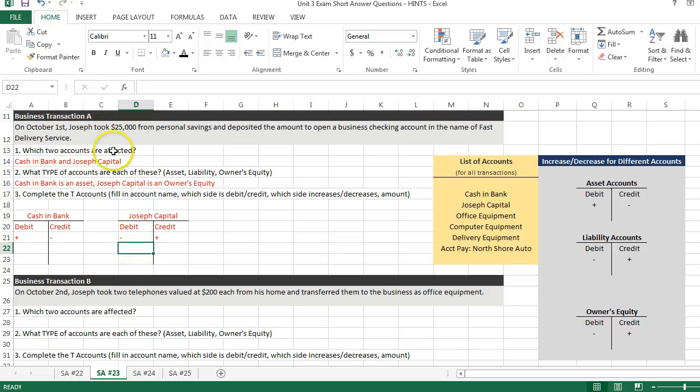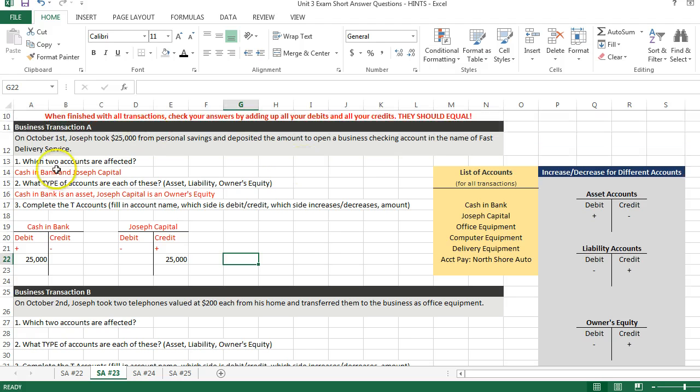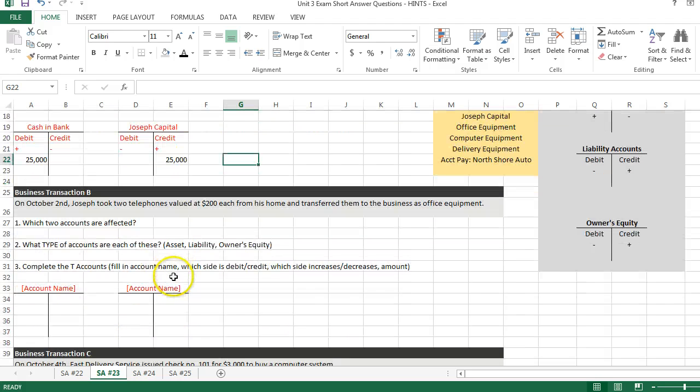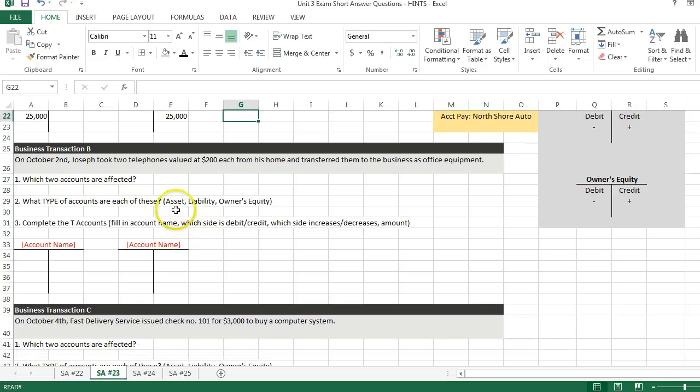So let's look at the amount we're working with. Joseph took $25,000 and deposited it to the bank, so we know that we're increasing by $25,000 for our cash in bank. And that also increases the overall value of our business by $25,000. So both of these accounts are increasing by $25,000. Okay, and that's all there is to it for that first transaction. Same thing with the rest of these transactions.